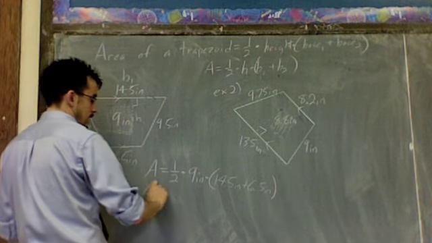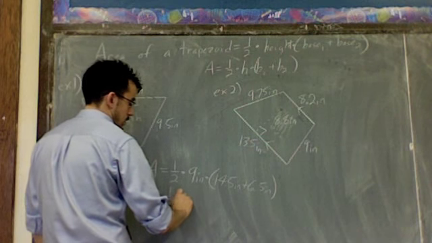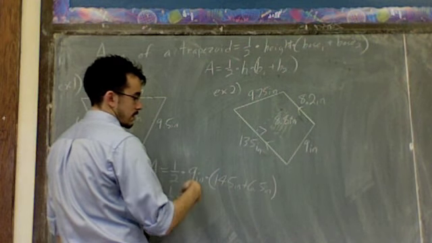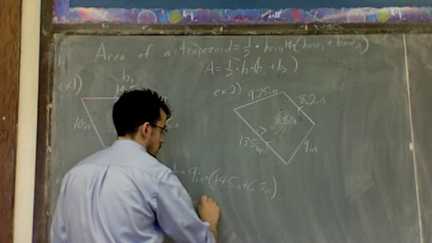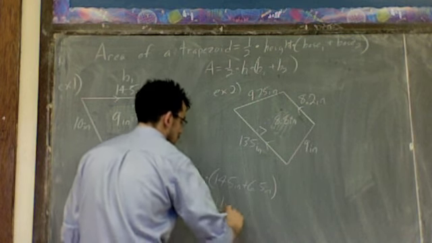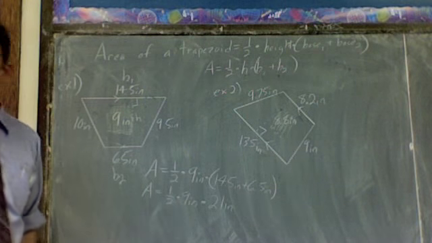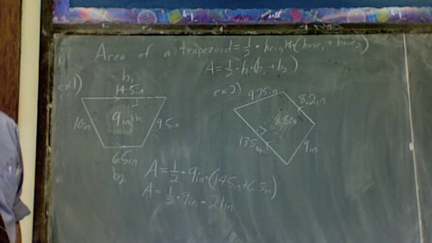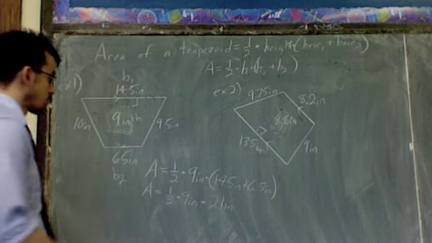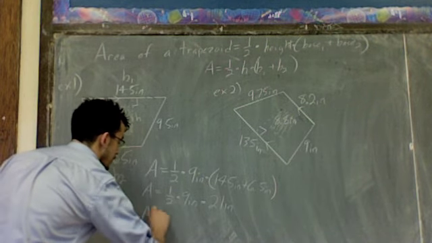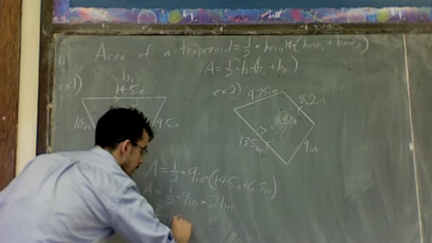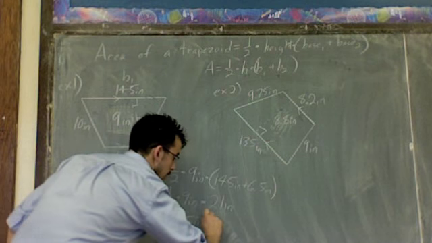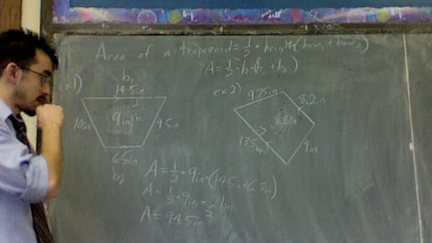Let's see. The area is 1/2 times 9 inches times the sum of this. So 14.5 plus 6.5 is 21 inches. Now all you have to do is multiply them and take half. So 0.5 times 9 times 21 will give us 94.5, 94 and a half. 94.5 inches to the second power. You can say inches squared, you can say square inches, but that is the answer.